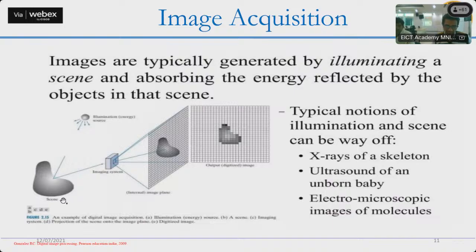What we are seeing here is the illumination source. After the illumination source, for example, a scene is there, then the imaging system, and the projection of that scene onto the image plane, and then digital. First we have the analog image, and thereafter we have the digital image. Typical notions of illumination and scene can be X-ray of a skeleton, ultrasound of an unborn baby, or electron microscopic images of molecules.